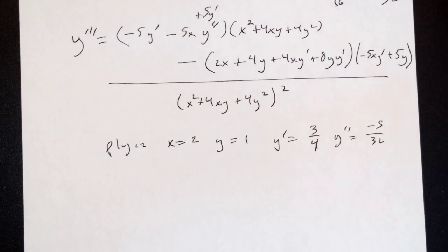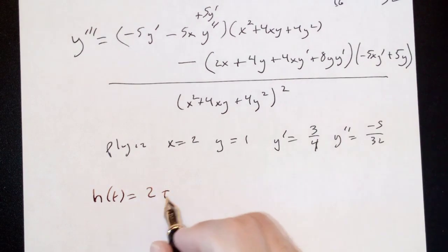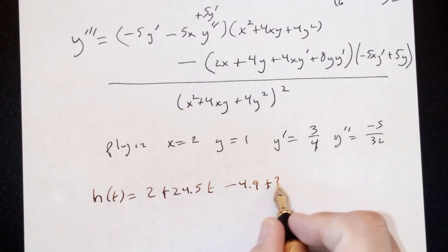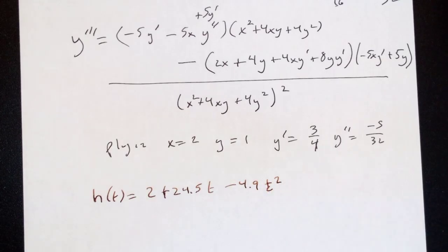So the height equation for that problem was, plus 24.5 t minus 4.9 t squared. I just put that piece of paper away. Our maximum height in that problem was 32 meters, right? So what if I asked, what's the speed on the way up at 20 meters?